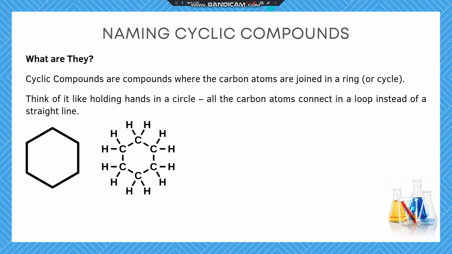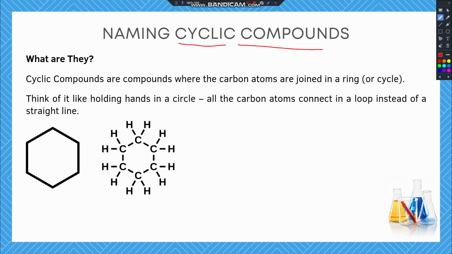So to start off this video, let's start by defining what a cyclic compound is. So basically, what's a cyclic compound? A cyclic compound is simply the combination of two words, cyclic and compound. So putting the two of them together, a cyclic compound is a compound where the carbon atoms are joined in a ring or a cycle format.